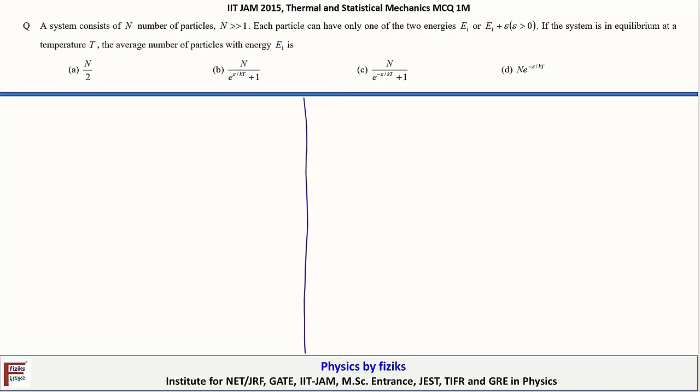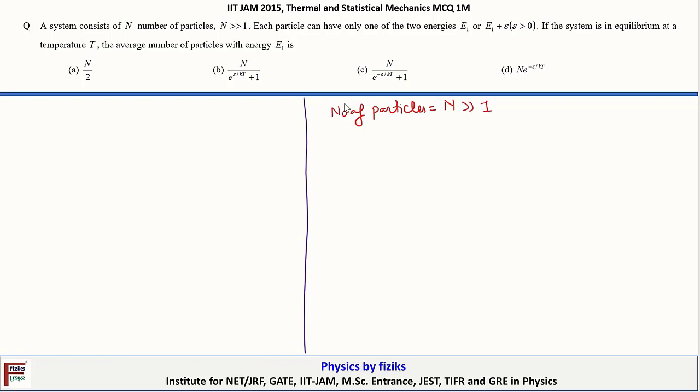So in this video we are going to discuss the questions which appeared in IIT-JAM 2015. So let's continue with the first question. The statement is a system consists of n number of particles. So that means the number of particles is equal to n, which is much greater than unity.